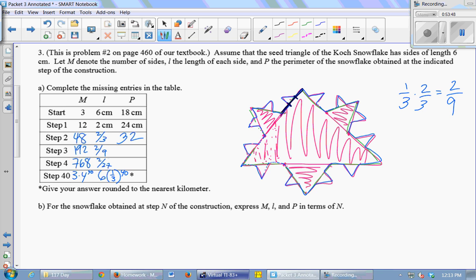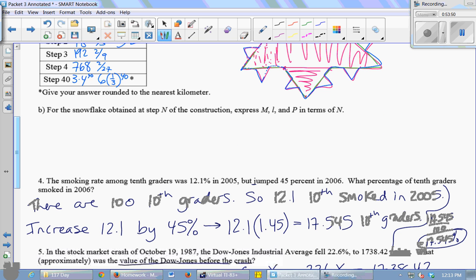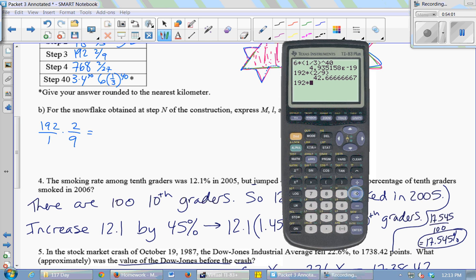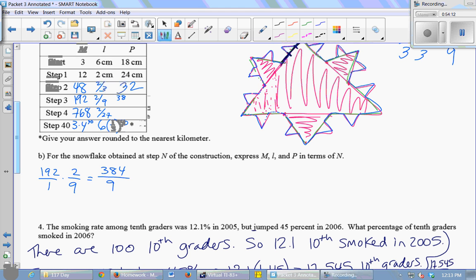Like, so if I want to do 192 times 2/9, 192 over 1 times 2/9, I could just do it by hand, just multiply the tops, 192 times 2, 384, and 1 times 9 is 9. So you get 384 ninths. Oh, and you have to reduce it. Yeah, okay, so I don't think that that's reducible. The 384 and, oh, okay.